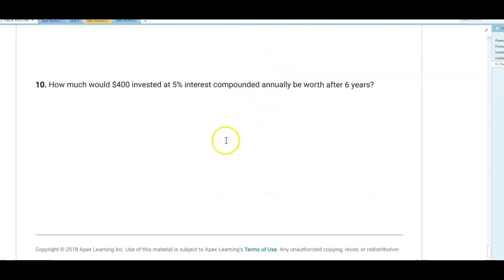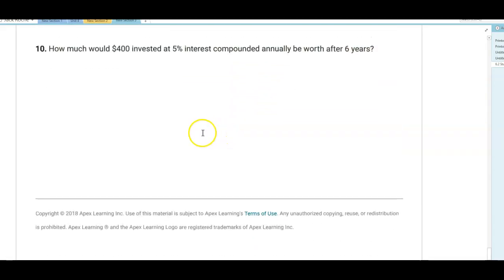All right. And how much would $400 invested at 5% interest compounded annually be worth after 6 years? Well, f of 6 equals my initial amount of 400 times 1 plus 5% as a decimal, which is 5 divided by 100, which is 0.05. And we're raising it to 6 years.